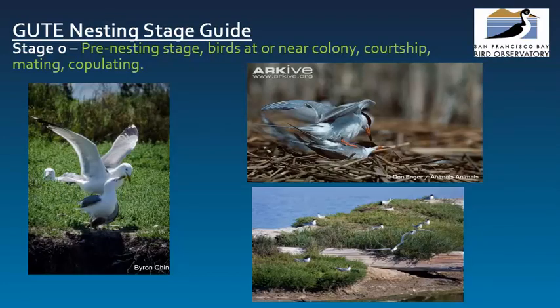In addition to identifying species, you will also have to identify different stages of breeding. There are several behaviors and characteristics to look out for when you're in the field. At stage 0, the birds will be at a pre-nesting stage. You will see birds at or near the colony using displays of courtship rituals to attract a mate, such as dancing, building nests, mating, or copulating. For stage 0, count the number of adults you see participating in these behaviors.